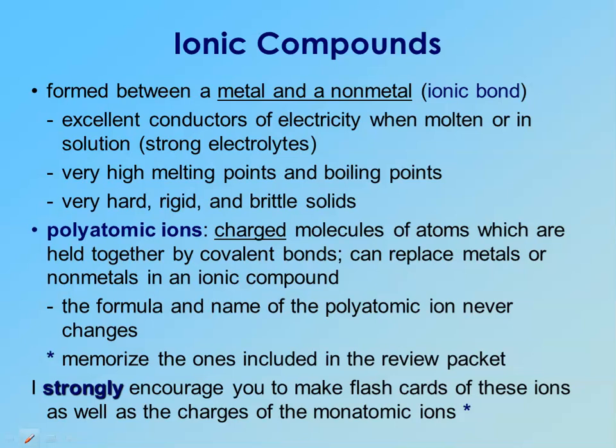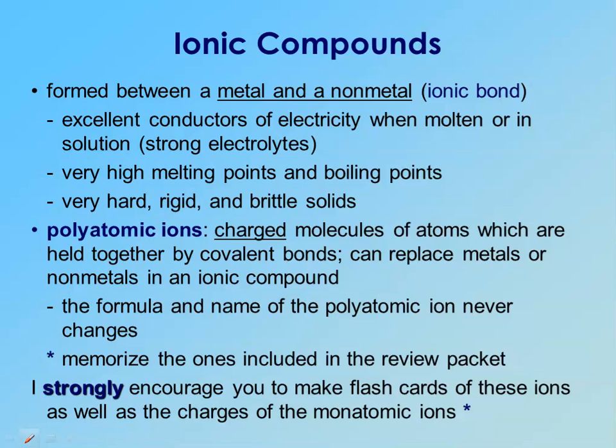I also encourage, if you do not recall the charges of your main group elements, that you work on getting those down. The transition metals aren't as big of an issue because you should be able to determine the Roman numerals of transition metals, the ones that form multiple cations, based on the formulas that are present. However, you do need to know which transition metals do not form multiple ions, like zinc and silver. Those should never get Roman numerals.